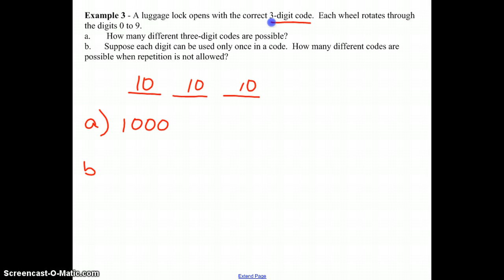But then for part B, it says suppose you can only use each digit once. So then how many options are there for your first digit? 10. How about your next one? And your last one? So in this time, there's 720 different possible codes.